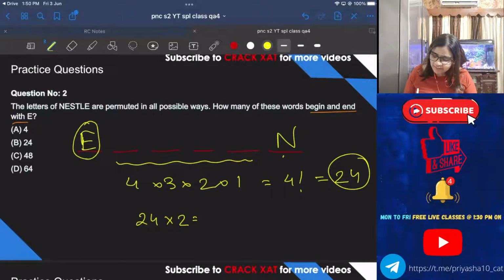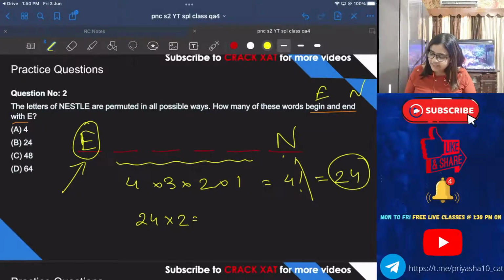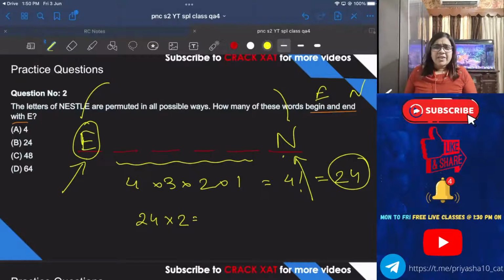Here E is fixed. They have said it will begin with E and end with N. So we have fixed two places completely. This E and this N cannot swap, because we have said that we'll start with an E and we'll end with an N. So the answer will also be the same. Good G's. Good Tejaswini. All right. Good Avinash. So that is the case.